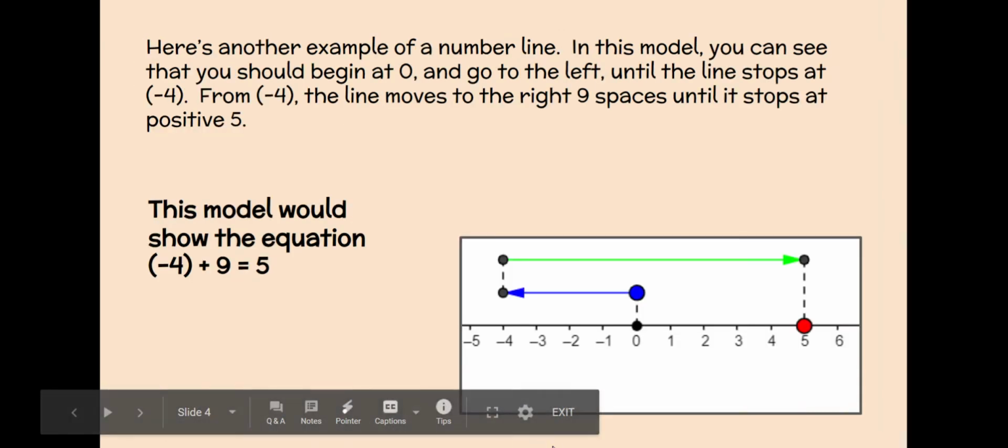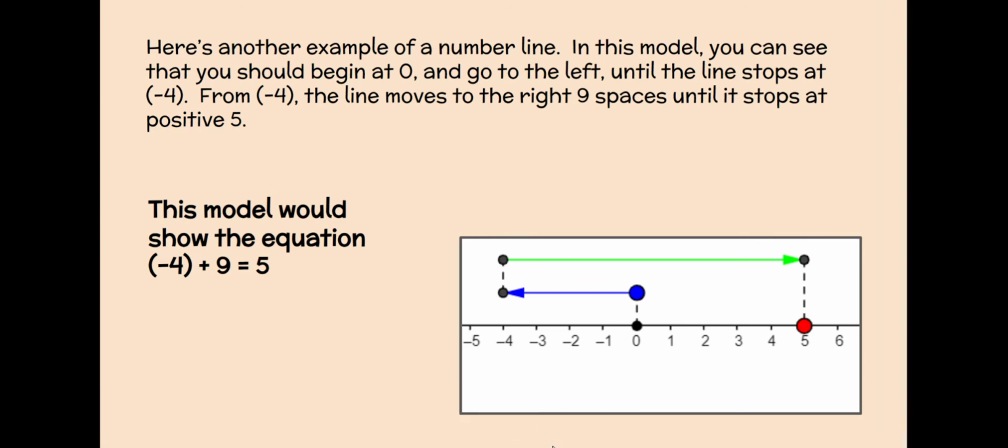In another example, here's another number line we're using. And in this model, you can see that you should begin at 0 and go to the left until the line stops at negative 4. From negative 4, the line moves 9 spaces to the right. So that means we're adding a positive, and still it stops at the final answer of positive 5.